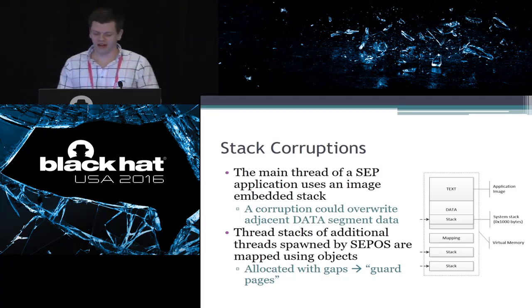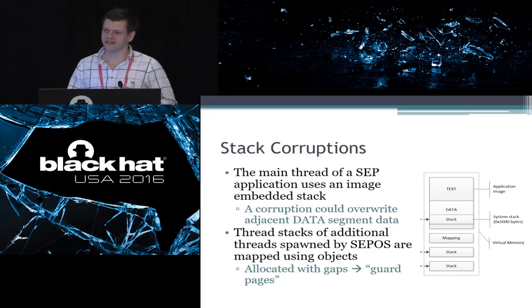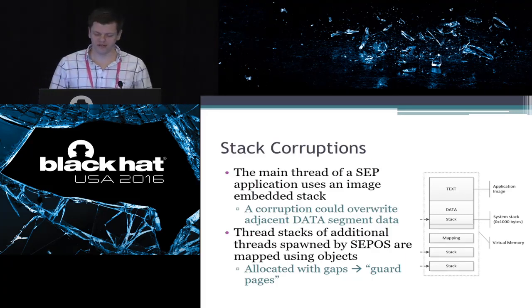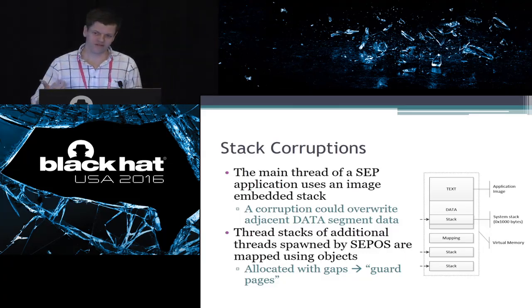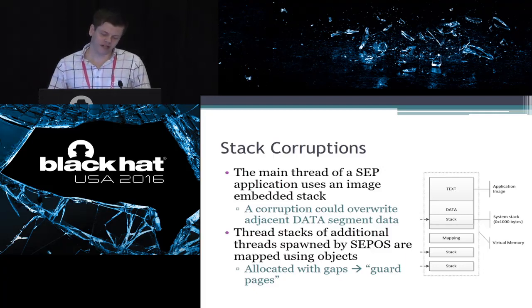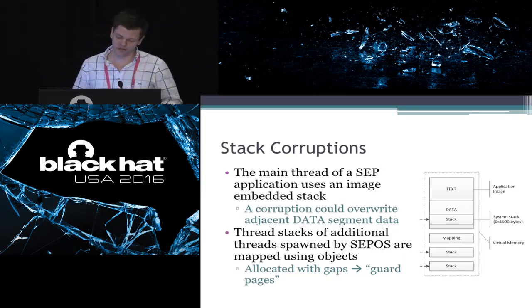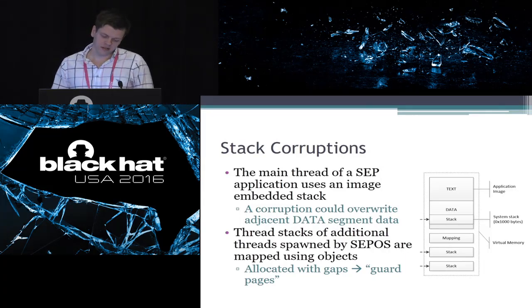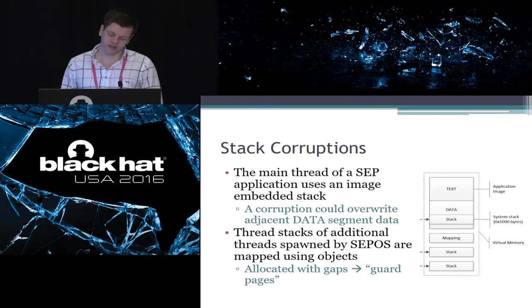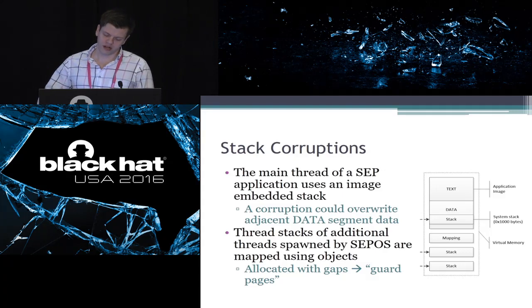All right. So in terms of stack corruptions, we're interested in how the stacks are allocated and where they're put. The main thread of all the SEP applications uses an image-embedded stack. So this actually means that the stack is in the data segment. So if you have a stack recursion vulnerability or a stack-based buffer overrun, you essentially end up corrupting adjacent data. That said, additional threads will not have their stacks in the data segment. They'll have their stacks allocated at runtime using objects.